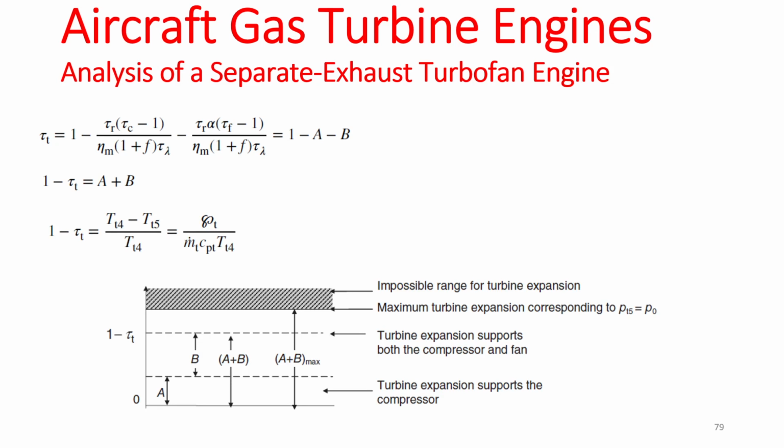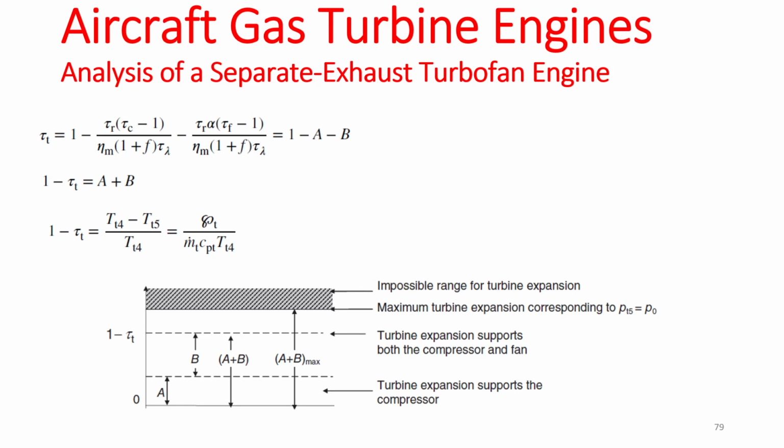Okay. So that tells you that you have a limit as far as the expansion or the power you will be able to deliver to the fan, right? As we said, part A of your system talks about the turbine expansion. Part B of your equation here talks about the turbine expansion. Part A, turbine expansion that supports the compressor. Part B, turbine expansion that supports both the compressor and, of course, the fan.